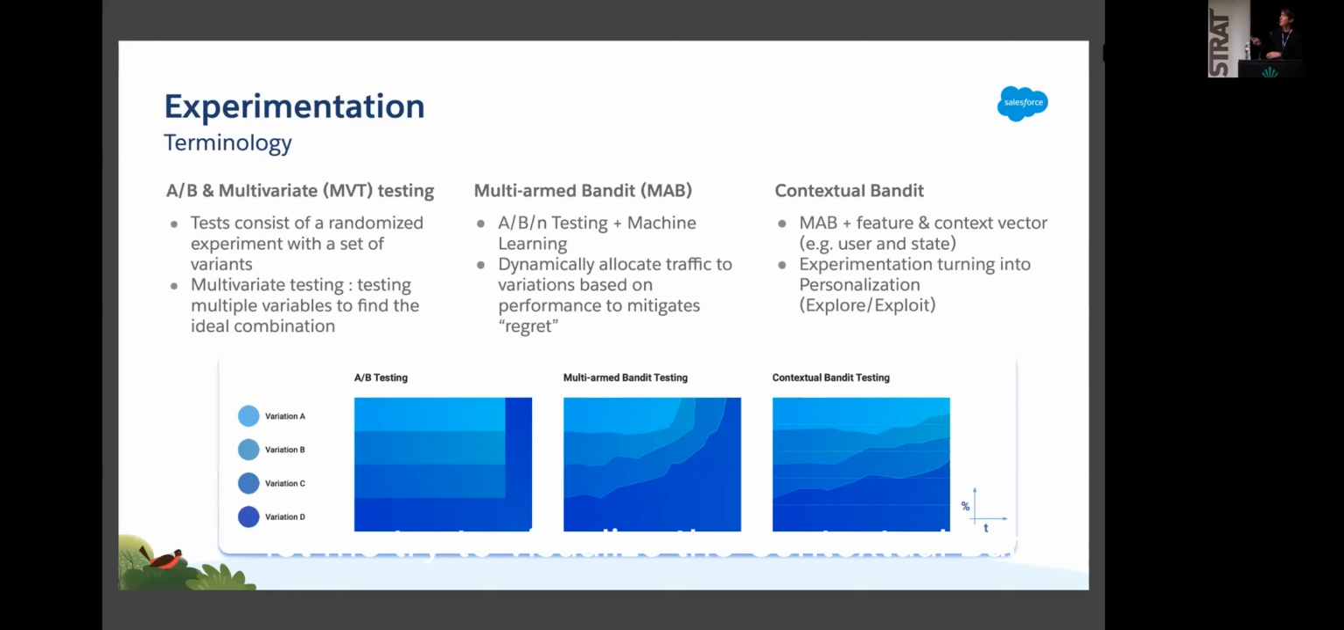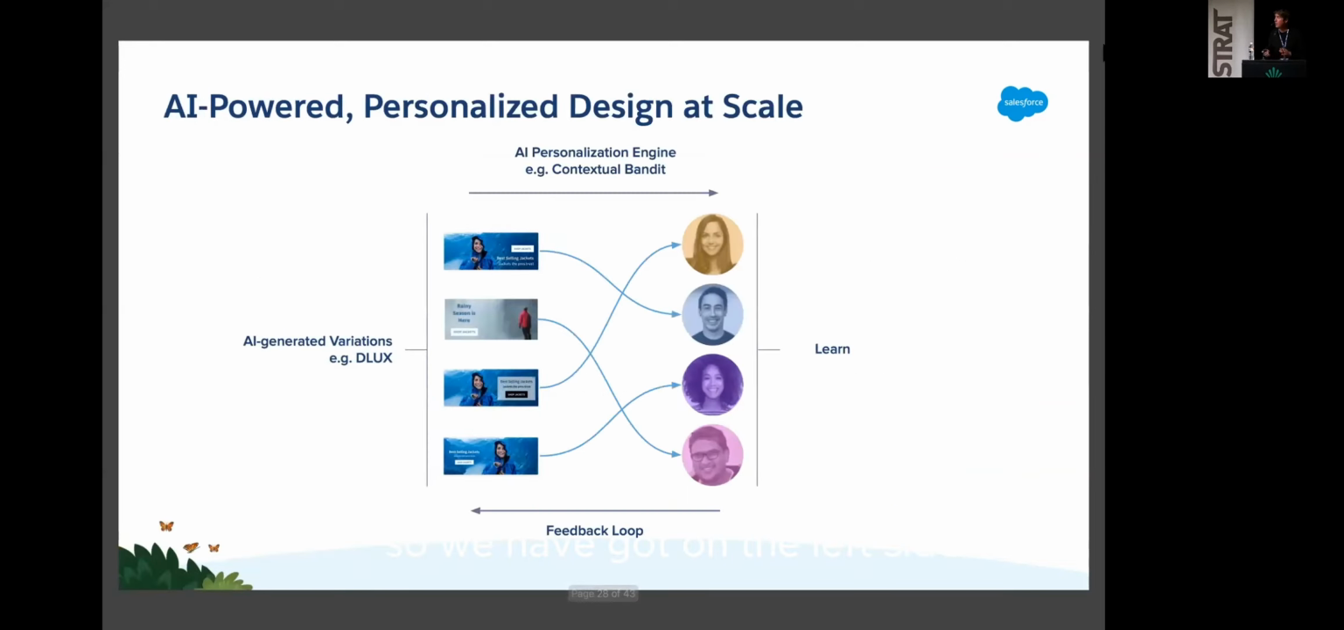Let me try to visualize the contextual bandit in a more simplified way. We have, on the left side, AI-generated design variations using, in this case, our deluxe technology, and then the contextual bandit to find out what is the best match between these. And then you've got the feedback loop where you learn if that actually is something you should continue to serve or not. Because we also want to make sure that personalization engines don't put you in a bubble where you cannot get out anymore.